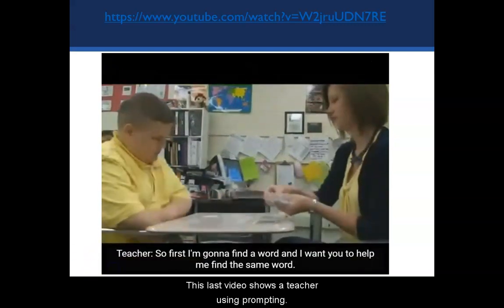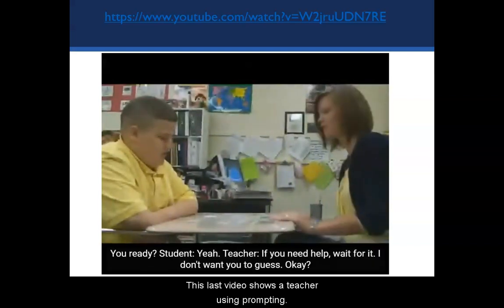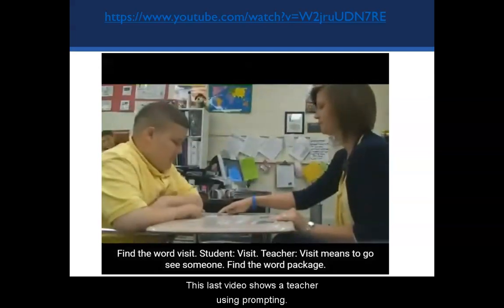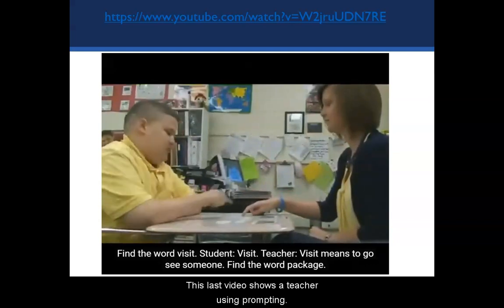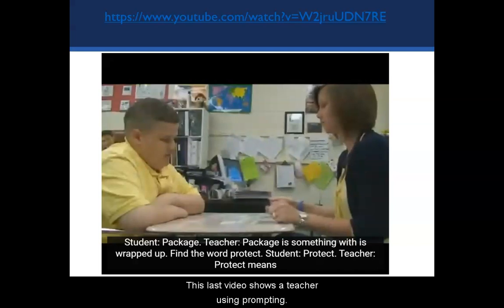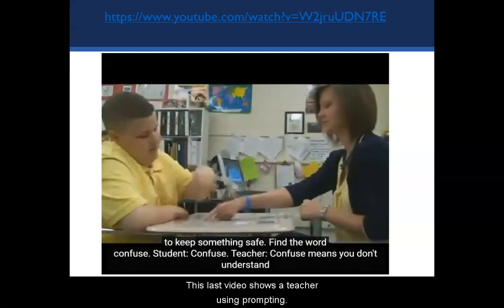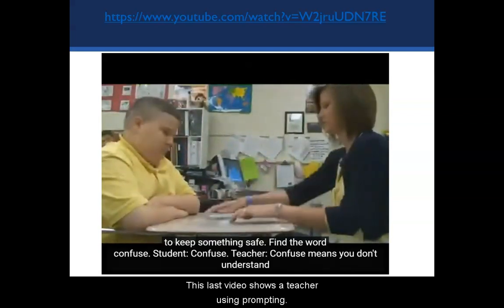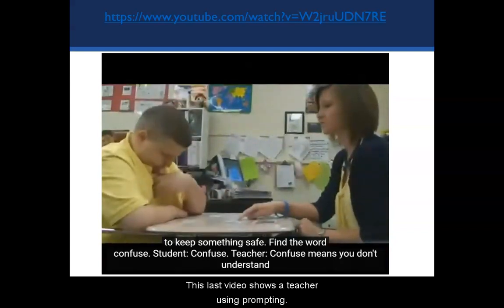So first I'm going to find a word and I want you to help me find the same word. You ready? If you need help, wait for me. I don't want you to guess, okay? Find the word visit. Visit means to go see someone. Find the word package. Package is something that is wrapped up. Find the word protect. Protect means to keep something safe. Find the word confused. Confused means you don't understand something.